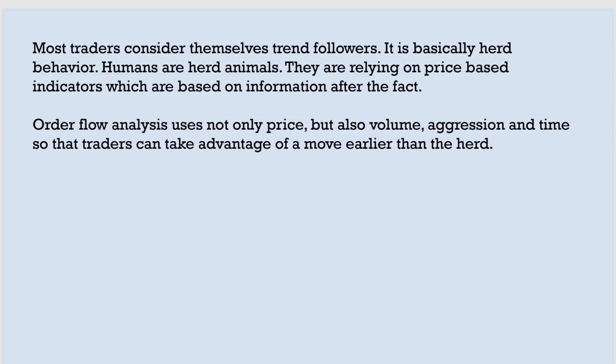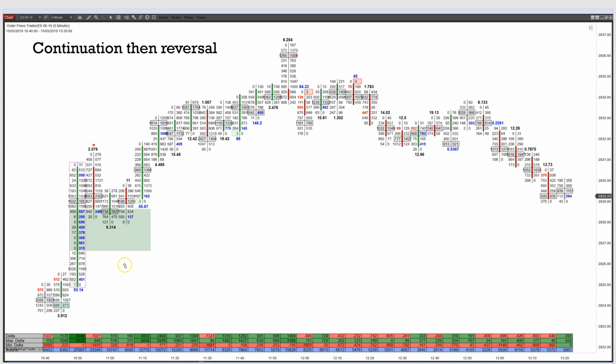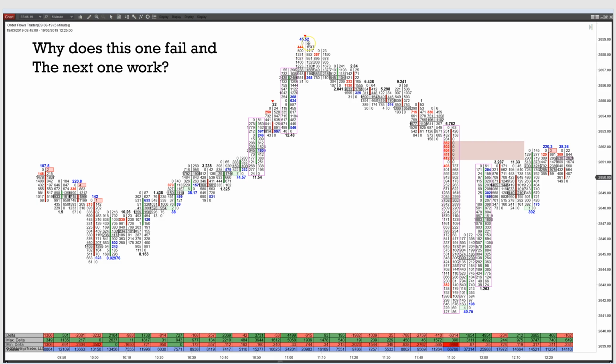Now, what I like about order flow is it doesn't only use price. There's also volume, aggression, and time. That gives you, as a trader, the opportunity to take advantage of a move earlier than the herd. What you're going to be looking for is the move: you want to have your signs of continuation and your signs of reversal. Order flow is going to tell you why this divergence worked versus this divergence, why this one failed and this one worked.